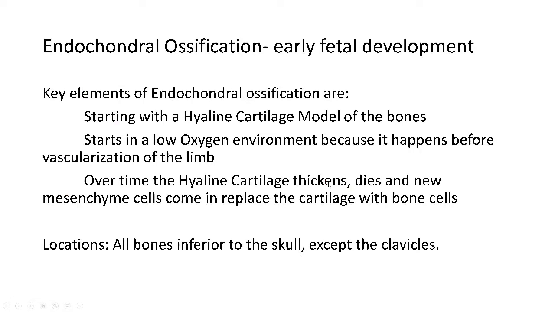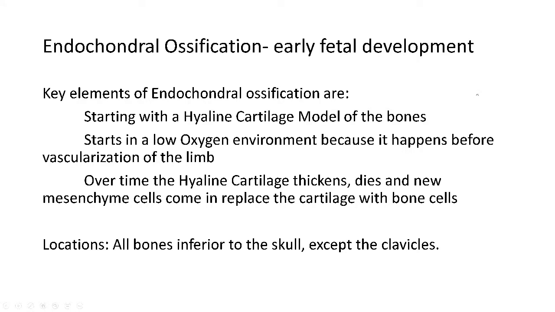And we're going to start with endochondral ossification. Endochondral ossification happens early in fetal development. It is the earliest form, when we start to form the basic framework of the body. Remember I said when we looked at hyaline cartilage that hyaline cartilage forms most of the fetal skeleton, so that's what we're looking at: endochondral and hyaline cartilage.